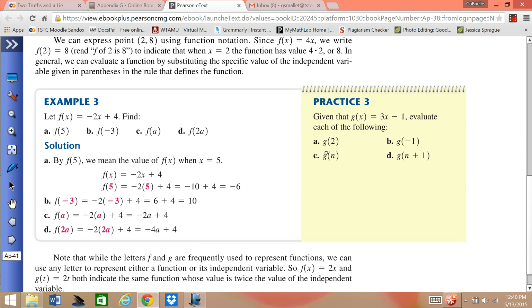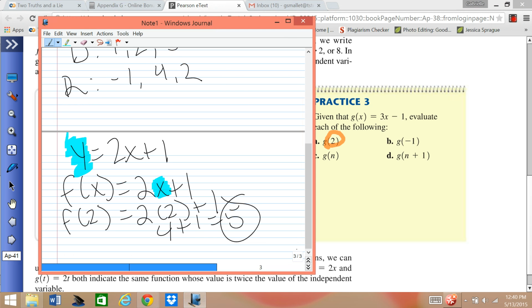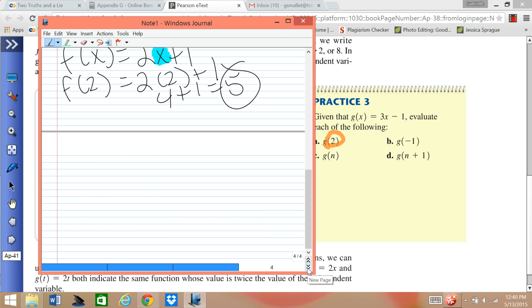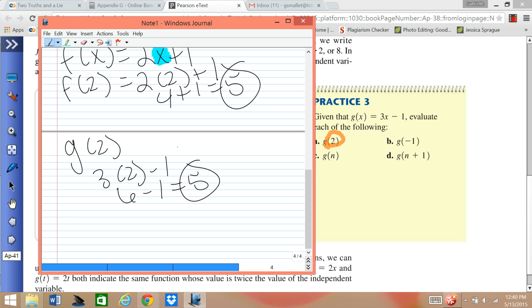So let's look at these two. We're only going to do A and B. Okay, so our equation right there is g of x equals 3x minus 1. So we're going to start by plugging in the value of 2. So now let's plug that in. So I'm going to pull up my other and turn the page here. So I'm plugging in the value of 2. So I'm going to plug in g of 2, right? That's what we're doing. So it'll be 3 times 2 minus 1. Well, 3 times 2 is 6, and 6 minus 1 is 5. So my answer here would be 5 for plugging in the value of 2.